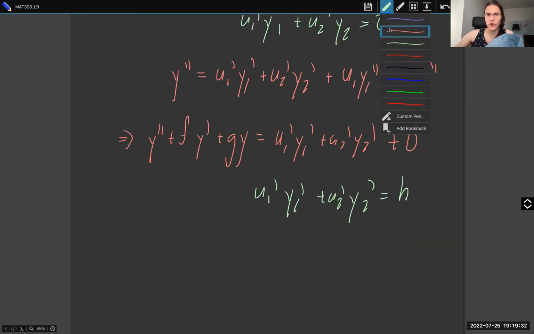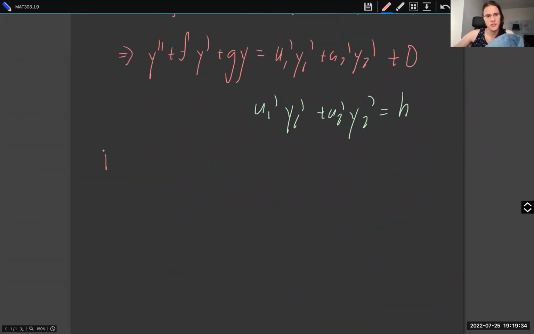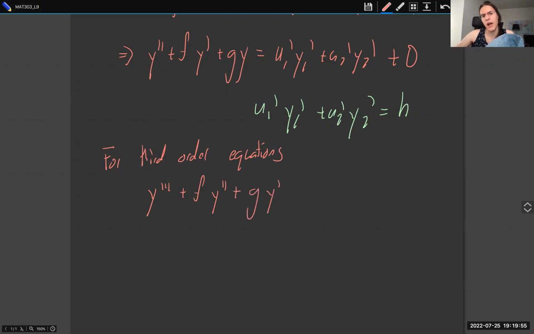So for third order equations, which are y''' plus, let's say, f y''. This is just a function of x. Plus g y' plus h y.